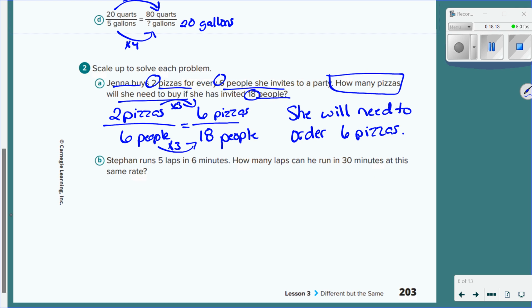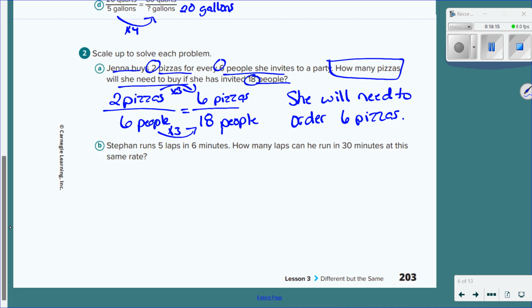All right, and B, do you have a question? Okay. Stefan runs 5 laps in 6 minutes. How many laps can he run in 30 minutes at the same rate? So what rate are we starting at? Riker?